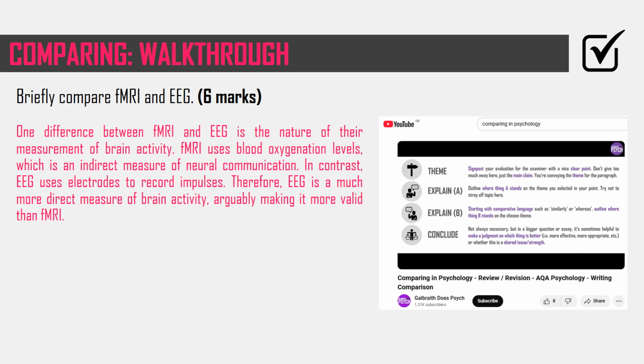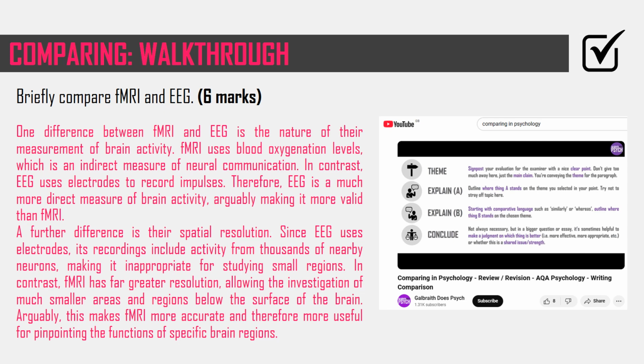In contrast, so there's comparative language there, look, EEG uses electrodes to record impulses. I'm going to bring it back together now. Therefore, EEG is a much more direct measure of brain activity, arguably making it more valid than fMRI. Again, look at the comparative language that I'm putting in there.